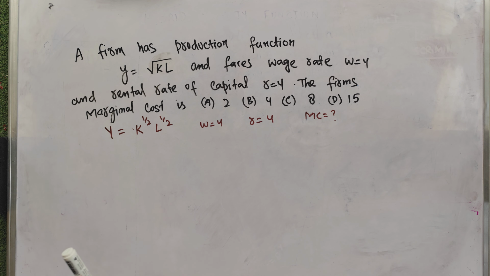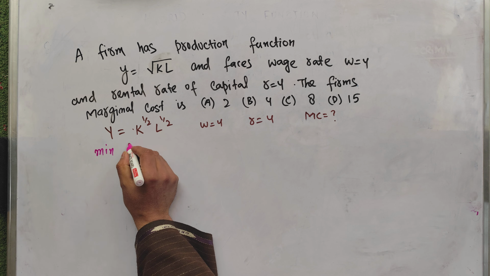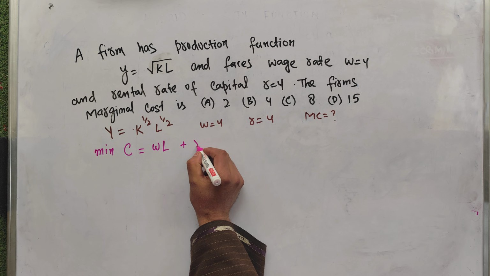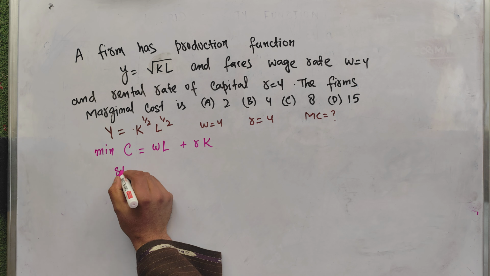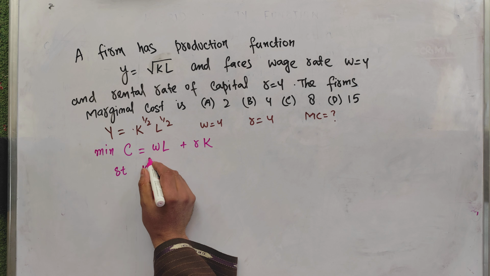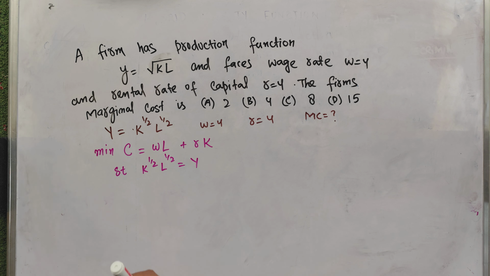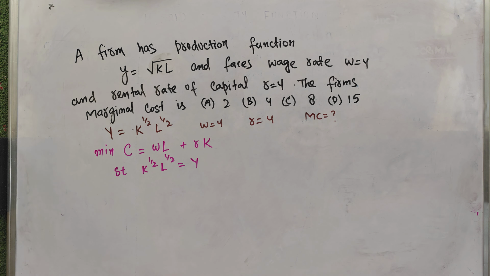To find the marginal cost, we want to solve the question using the cost minimization principle. That is, we want to minimize the cost. What is the cost? Cost is the wage rate times units of labor employed plus the rental rate of capital times the units of capital employed, such that K^(1/2) times L^(1/2) equals y. We minimize the cost subject to the production constraint.